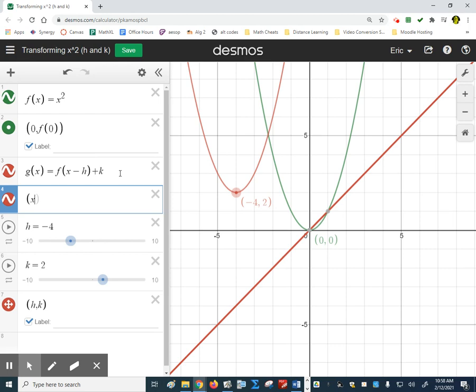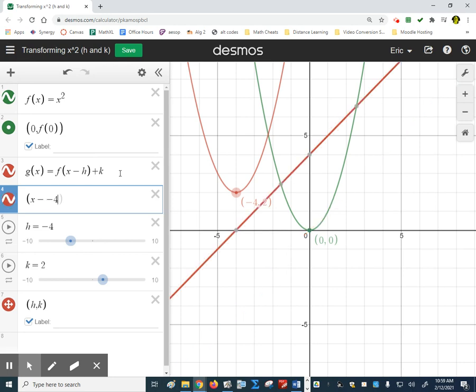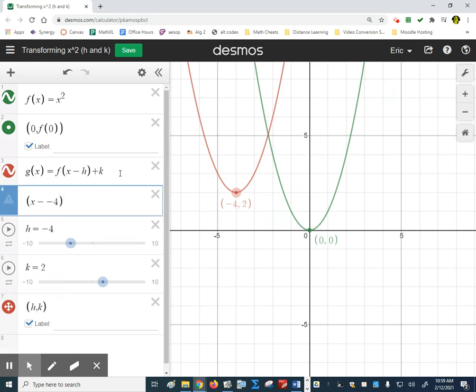If h is negative 4, h is the number that's being subtracted from x. So x minus negative 4 squared plus 2. Everybody agree? Look what it did. That worked, didn't it? Okay, well, minus negative 4 is kind of dorky. Minus negative 4 is the same as plus 4.